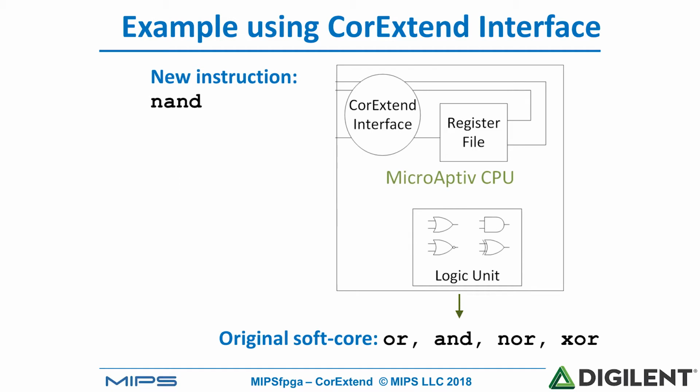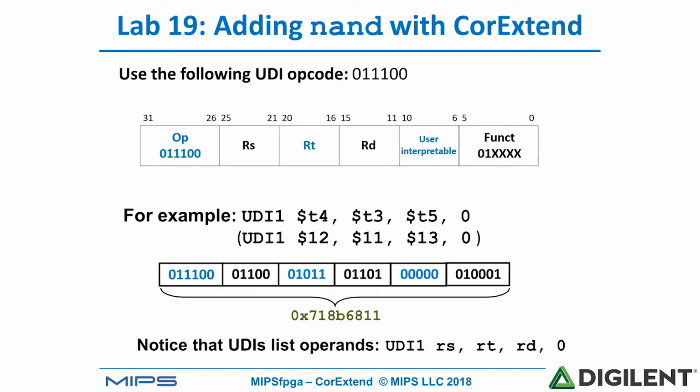Here's a very high-level view of the CorExtend interface. It's going to interface with the MicroAptiv CPU. So for example, the original softcore includes only the OR, AND, NOR, and XOR logic instructions. We're going to extend that so that we can add another instruction, the NAND instruction. We're going to add the NAND instruction with CorExtend by using one of the UDI opcodes.